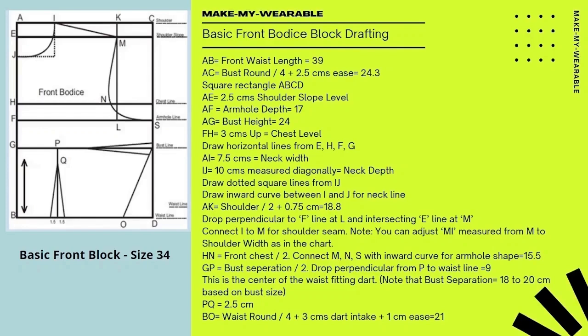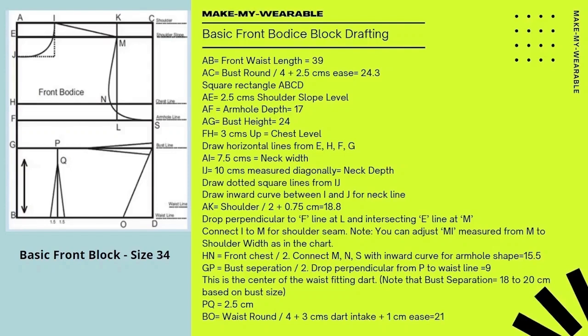Now from A, you have to measure down about 2.5 centimeters for shoulder slope, which is point E. And from A, you have to measure down the underarm level, which is point F. At that point, you have to draw one horizontal, touching the CD line at point S. From F, you have to go up 3 centimeters and mark point H. This is the front chest level. At this point, you have to draw one horizontal.